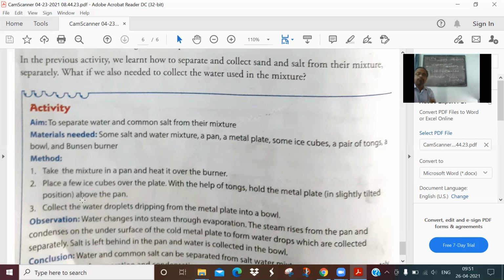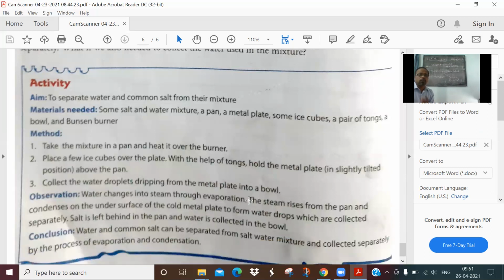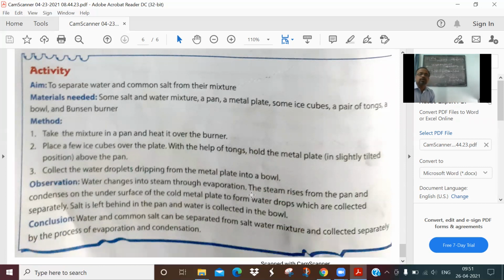So what is the purpose? When the water vapor comes in contact with the cold surface of the plate, it starts condensing and forming water droplets. These can be collected. Collect the water droplets dripping from the metal plate into a bowl. So what we observed here is that by cooling the vapor, we collect that liquid in the form of liquid itself. This way, both these components are used. If both are useful, both have to be used together.